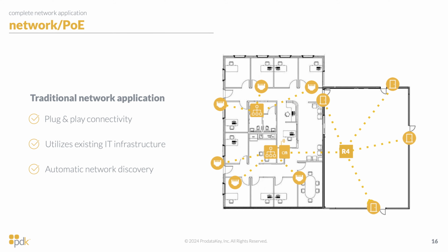This kind of gives you the idea of what we're looking at with Ethernet. You just run cat cable wherever you need. Don't forget that cat cable only goes 100 meters, about 300 feet. So you'll need to take that into consideration.